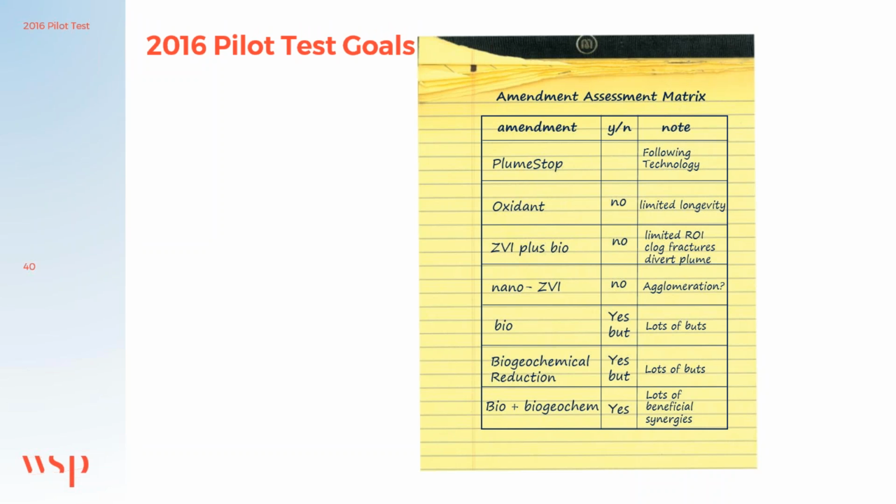We thought discrete use of bioremediation or biogeochemical reduction was possible, but there are potentially many ways to interrupt these pathways as well. However, the combination of biostimulation and biogeochemical reduction mitigated many of the risks of using these technologies discretely.